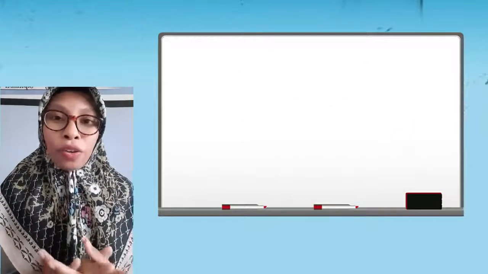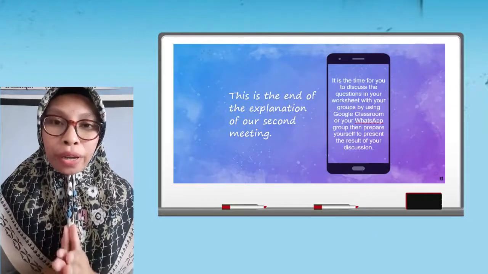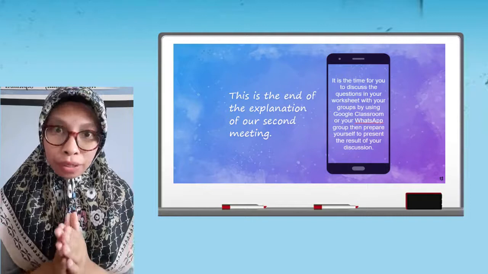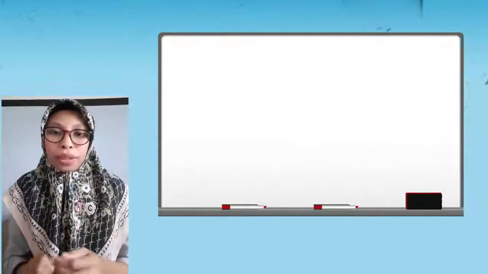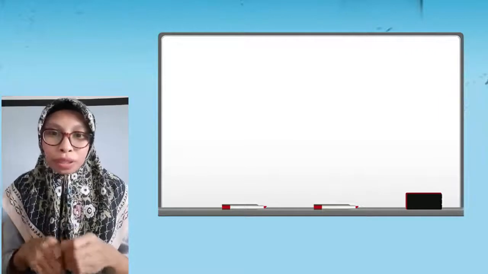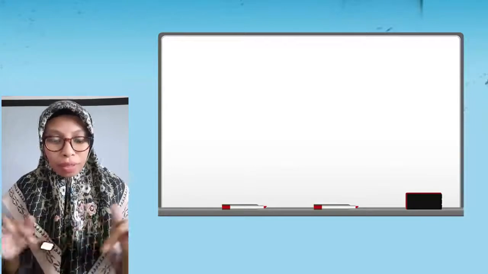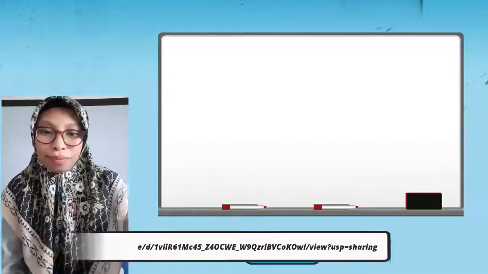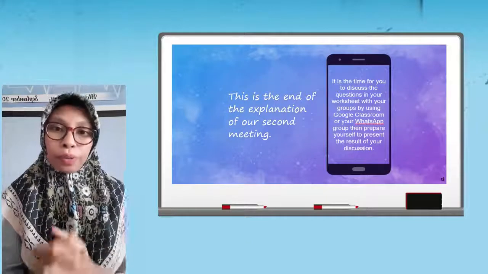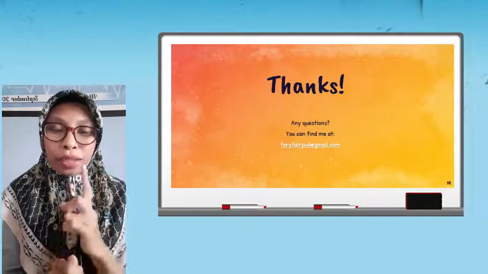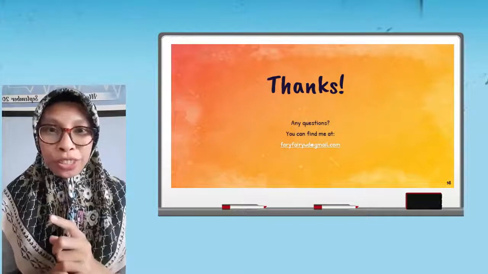This is the end of the explanation of our second meeting. Now it's time for you to discuss with your friend the questions and the worksheet about the generic structure of analytical exposition text. You can download the worksheet for your discussion using the link in the description box below. You can discuss it using Google Classroom or your WhatsApp group. And don't forget to submit your video when you read the analytical exposition text.